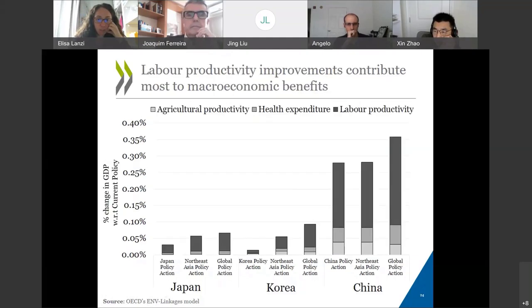If we look at the benefits, first of all, we see that what makes the biggest contribution comes from labor productivity changes, followed by health expenditures, and then agricultural productivity. And what's interesting is that agricultural productivity makes a stronger difference in Korea and in China, and especially in Korea when there is international policy action and global policy action. That's because this is mostly due to the effects of ozone, and there is a substantial problem of transboundary air pollution, especially from ozone, in the region. So these results actually reflect what is known as well in terms of air pollution in the region.